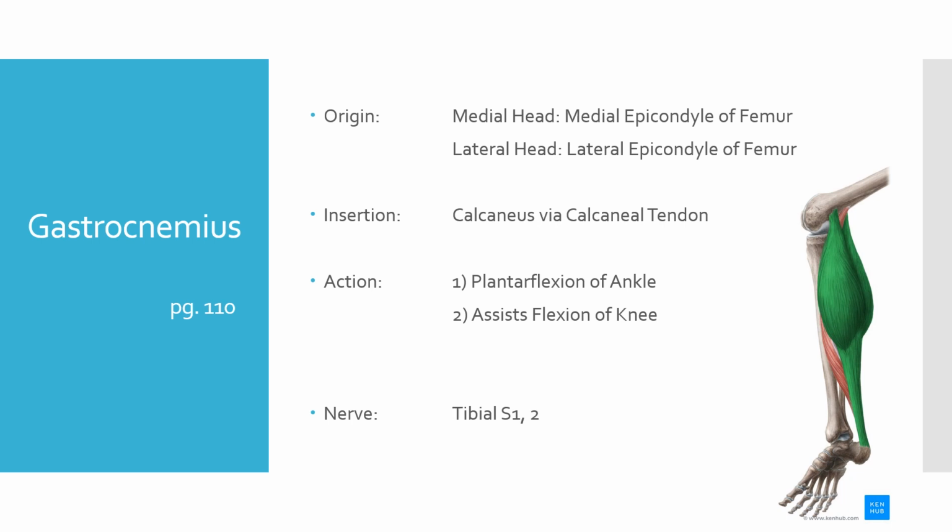Gastrocnemius. Two origins: the medial head, the medial epicondyle of the femur, and the lateral head, the lateral epicondyle of the femur. The insertion is the calcaneus via the calcaneal tendon. Two actions include plantar flexion of the ankle, and it also assists in flexion of the knee. The nerve is tibial S1 and 2.